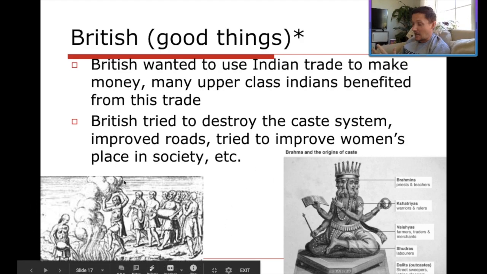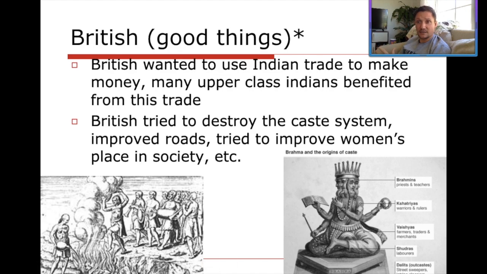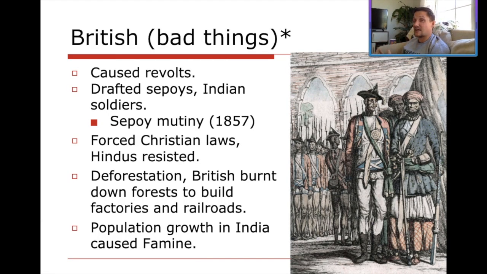If your husband died, you had to throw yourself on his funeral pyre and kill yourself because you were nothing without your husband. All right, so the British tried to outlaw this practice of sati, and that's a good thing that they did. But like I said, all these good things were outweighed heavily by the giant amount of negative things that the British did when they imperialized India.